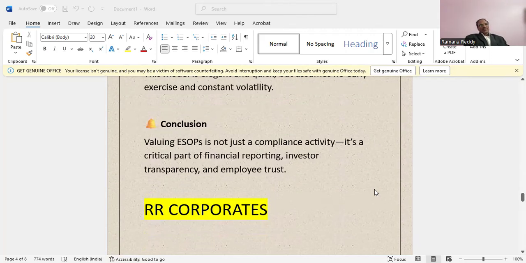So the conclusion: valuing ESOPs is not just a compliance activity, it is a critical part of financial reporting, investor transparency, and employee trust.